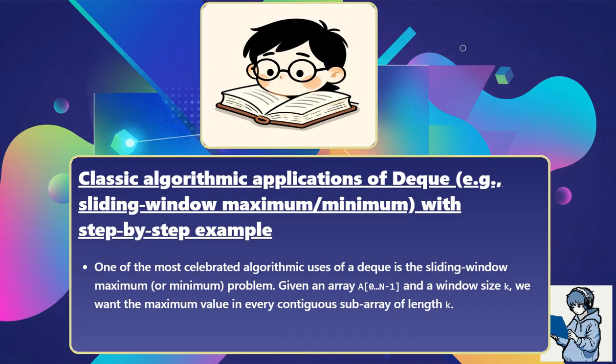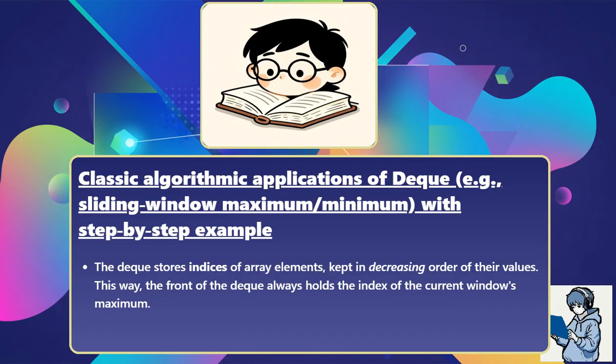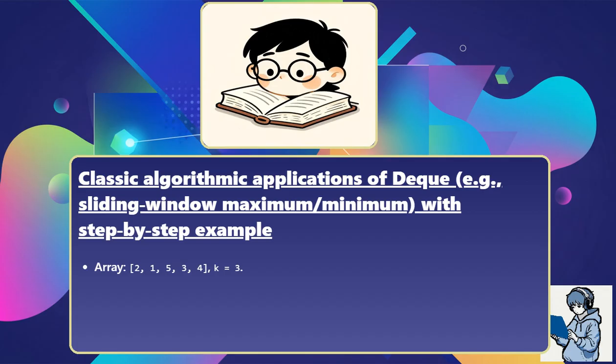Given an array a[0..n-1] and a window size k, we want the maximum value in every contiguous subarray of length k. The Deque stores indices of array elements, kept in decreasing order of their values. This way, the front of the Deque always holds the index of the current window's maximum. Step-by-step example. Array 2 1 5 3 4, k equals 3.